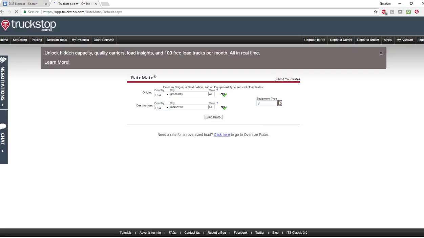We're going to see equipment type over here, click the drop-down arrow, and it's going to give us the option of refrigerated. After we've entered our origin city and state, our destination city and state, and the type of equipment we're going to be using, we click Find Rates. When we click Find Rates, it's going to show us what the rate is in that particular lane, the average rate, the median rate.